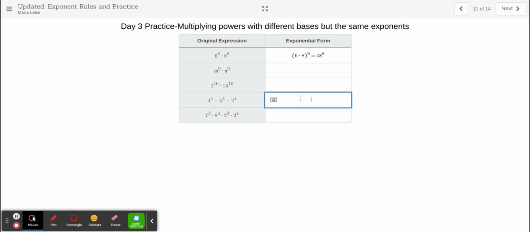Now, when you get down to this last one, 4 to the 4th times 5 to the 4th times 2 to the 4th, same exponent. All I have to do is multiply all 3 of those. 4 times 5 times 2, and that's going to be raised to the 4th power. Multiply 4 times 5 is 20, times 2 is 40, so the 40 to the 4th power is how that would look.